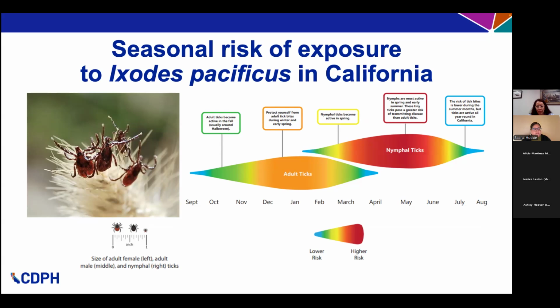And they're found in moist areas that are closer to the ground, often on rocks, logs, or in leaf litter. And these two stages of ticks also differ in their seasonality. Adult Western black-legged ticks are most active from the fall through the early spring, while the nymphs are usually active in the spring and early summer months. Next slide.